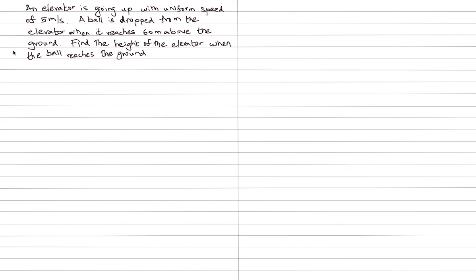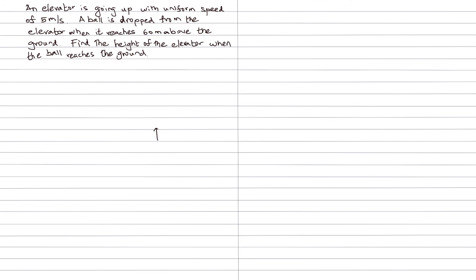Hello students. So let us solve this problem. An elevator is going up with uniform speed of 5 meter per second. A ball is dropped from the elevator when it reaches 60 meter above the ground. Find the height of the elevator when the ball reaches the ground.